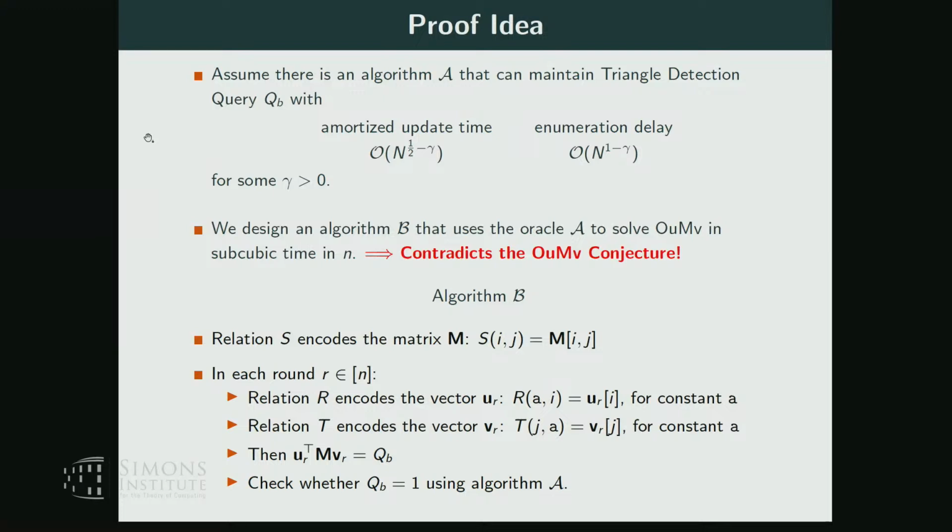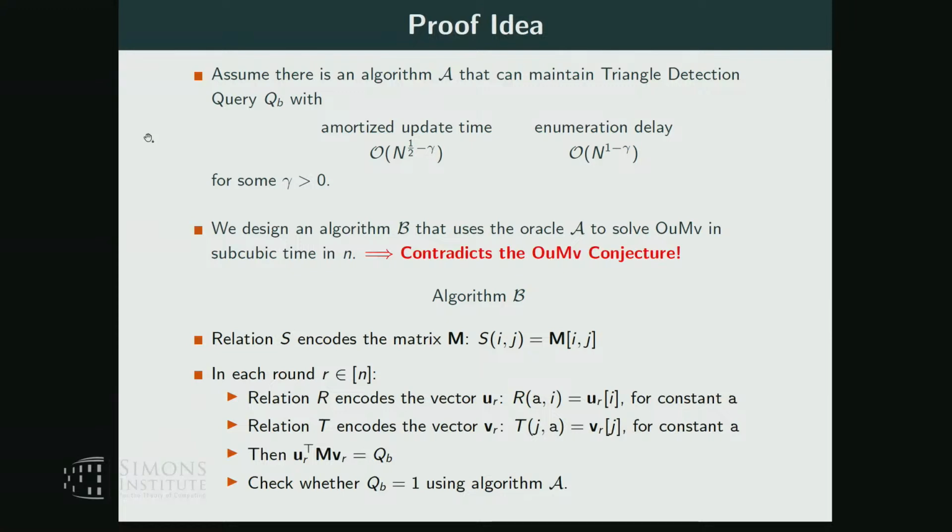And in each round of the algorithm, we do this. We have relation R encoding the vector u_r. Again, we just store the vector in there. But because relation R was a binary relation, on the first column we just put a constant a. So effectively, we make the query simpler. Instead of actually having the join on the first column of R with the last column of T, we put just a constant a, so it joins trivially.